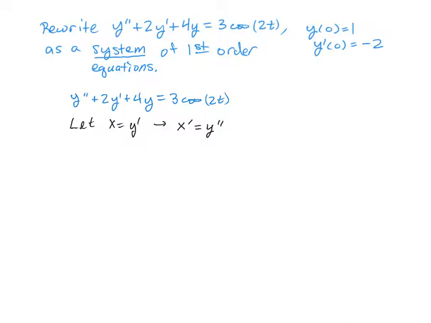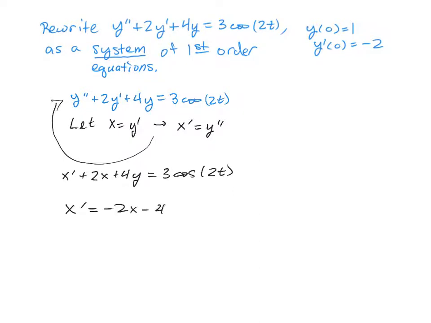We can now rewrite our equation using these variables. So our y double prime is replaced with x prime. The y prime is replaced with simply x, and the 4y stays the same, and that's still equal to 3 times the cosine of 2t. We can now take this equation and solve for x prime. So that x prime is equal to negative 2x minus 4y plus 3 cosine of 2t, and we still have our y prime equal to x.